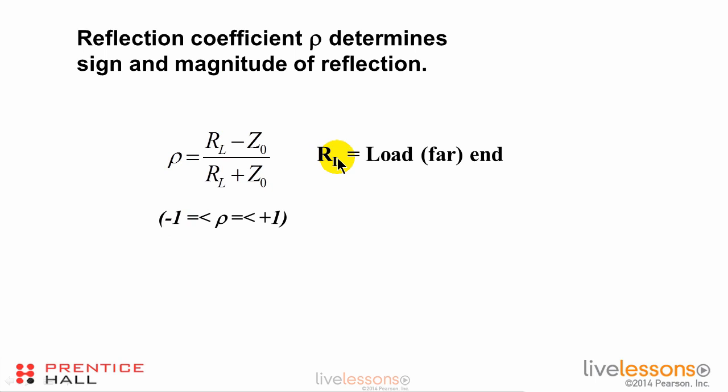Let's let RL equal Z0. If we do that, then this numerator goes to 0, rho is 0, and there is no reflection. So the reflection coefficient is what tells us the sign and the magnitude of what the reflection is going to be.